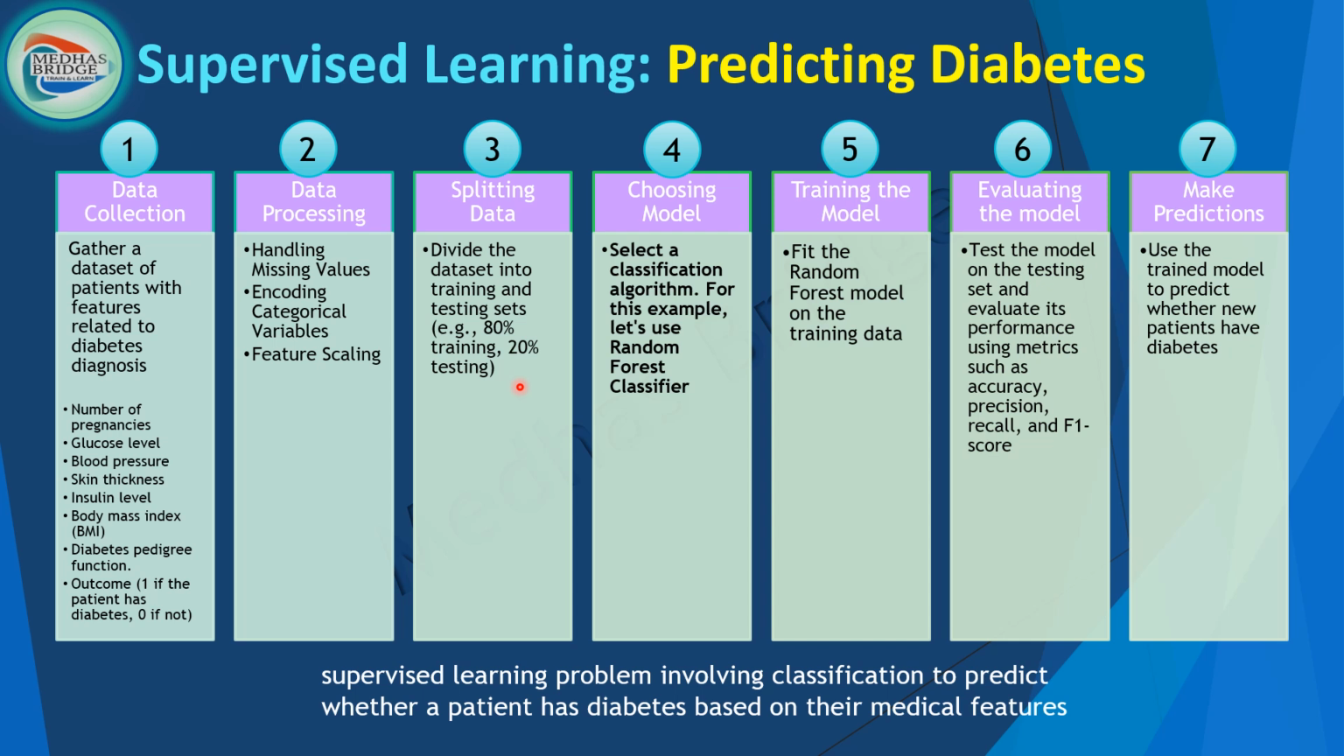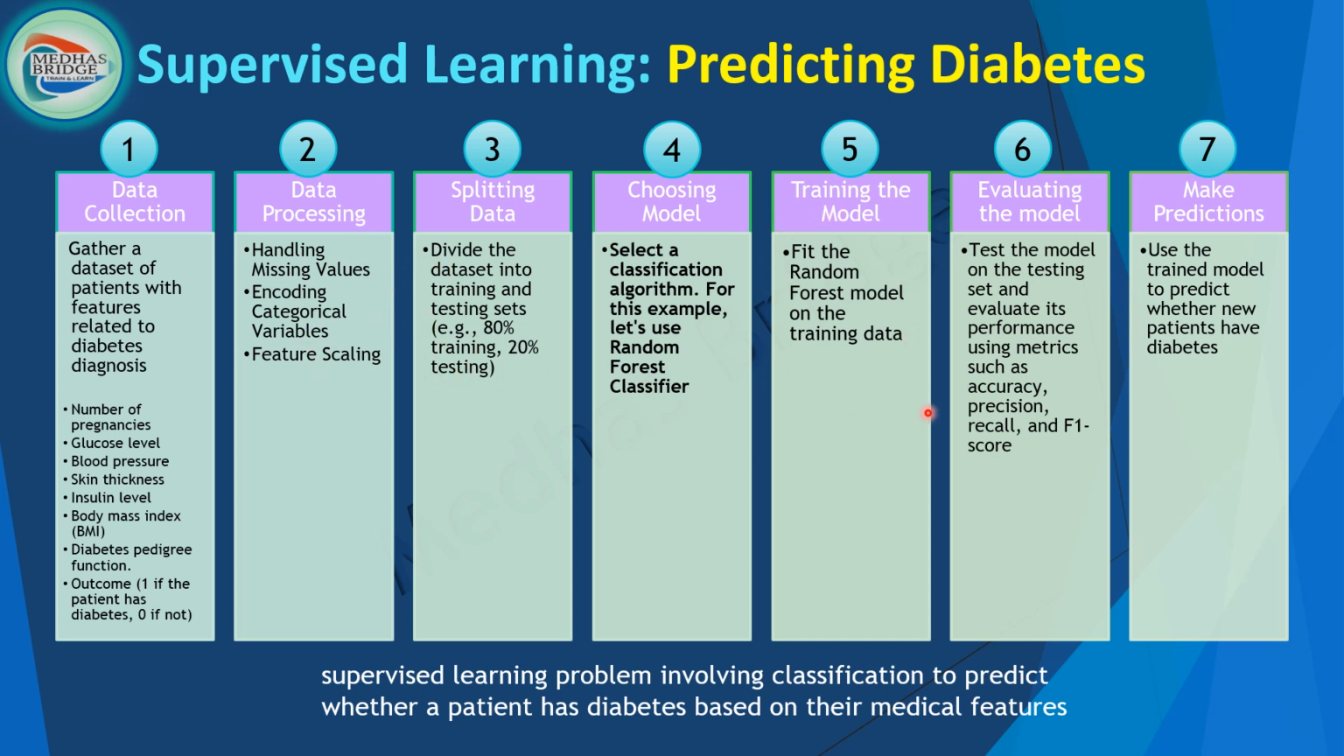Okay, once you have this ready, think about what sort of model we are going to use for this sort of problem solution. Definitely a classification or prediction, right? Select a classification algorithm. For example, let's use random forest classifier. So this is the algorithm which we can use for doing this job. Once you have the model ready, you have to fit the random forest model on the training data, 80% of the input data.